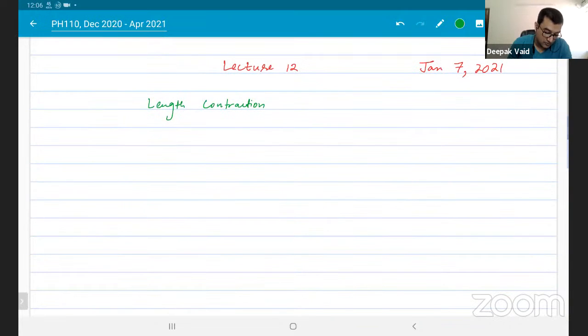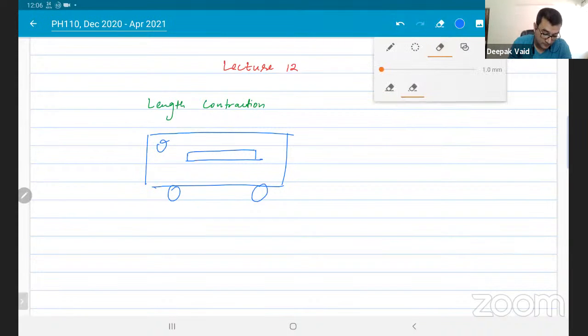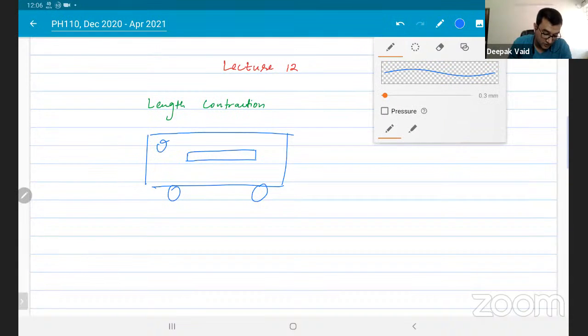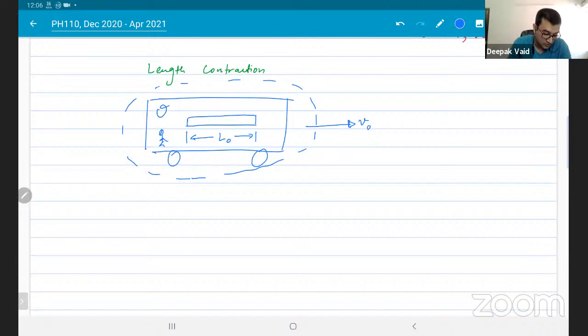So what is the meaning of length contraction? The picture is the following: you have some observer O. This observer has some object which in the observer's own rest frame has a length, proper length L naught, and then this observer is moving with some velocity v naught with respect to another observer, let's say outside the box, outside the train or the rocket ship or whatever it is, right? So O makes a measurement of the length L naught, right?